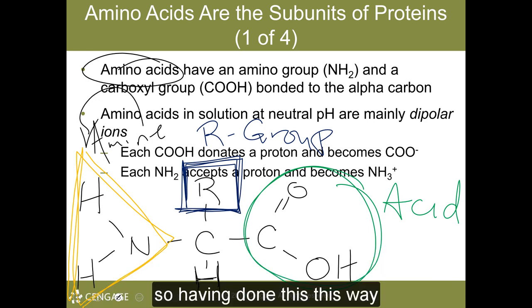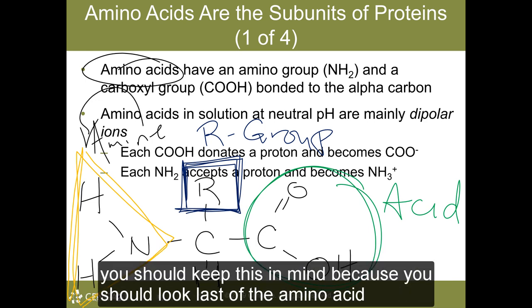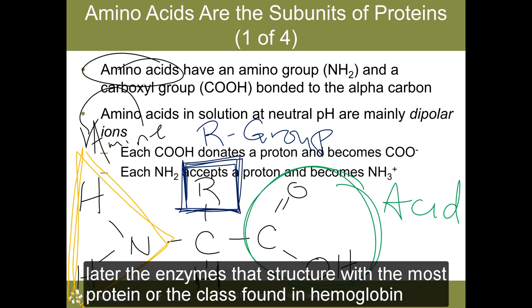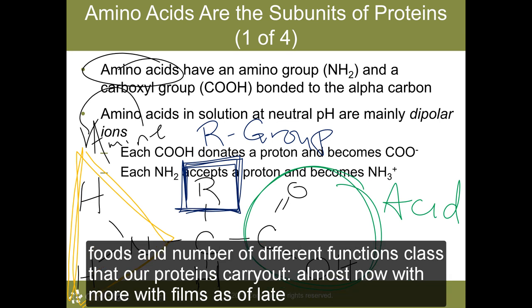So having done this way, you should keep this in mind because you should look for that amino acid and those amino acid units. They could be enzymes, they could be structural, they could be muscle protein, or even found in hemoglobin. So it's a number of different functions that our proteins carry out. And I won't go through all of those now. We'll do more with those a bit later.